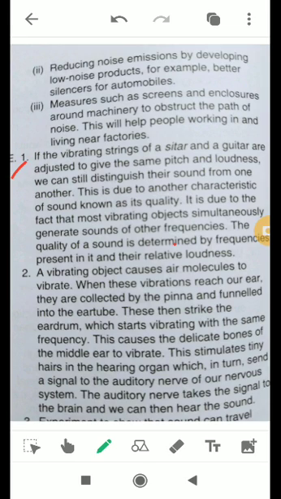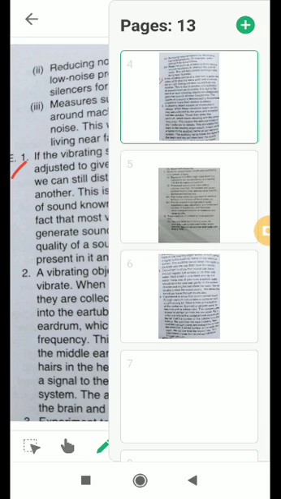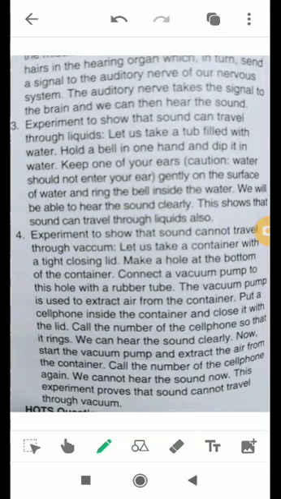Come to question number 3. Describe an experiment to show that sound can travel through liquids. Now for this you have to do the activity which is given in your book itself. In the book, sound travelling through liquid is on page number 172, activity 9. Okay, this is page number 172 and the activity is number 9.